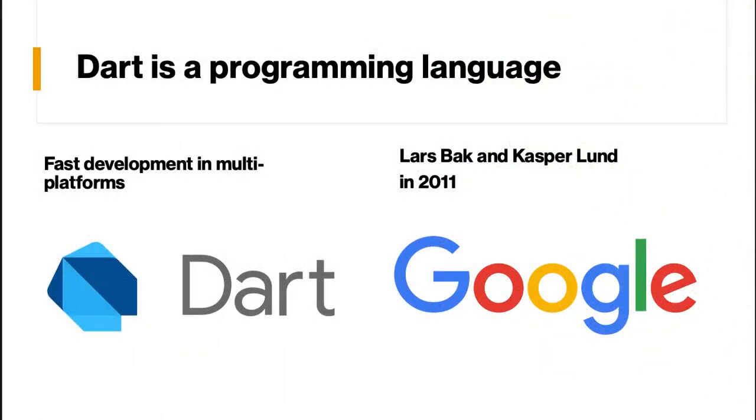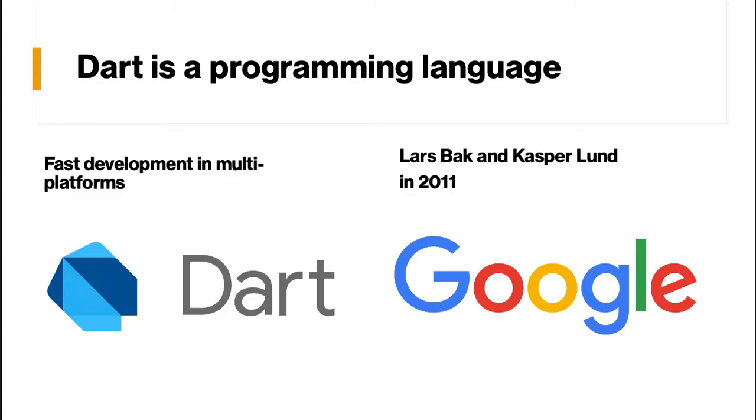Dart is a programming language. It is a client-optimized language for fast app development on any platform. Dart was originally designed to compete with JavaScript, with flexible web compatibility and mobile design features.